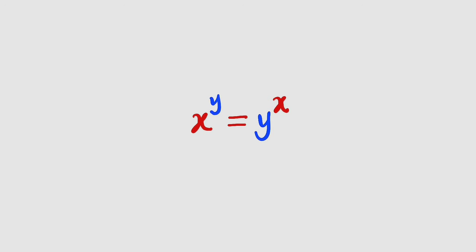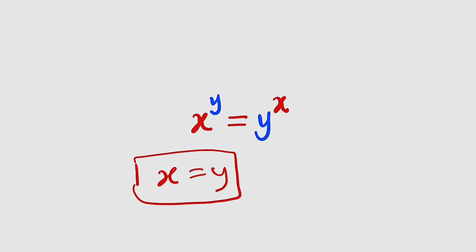The equation was sent to me on Facebook yesterday, so I would like to give it a try. x to the power of y equals y to the power of x. By inspection, you can clearly see that x equals y is a valid solution. Whenever both x and y have the same values, it will surely satisfy.